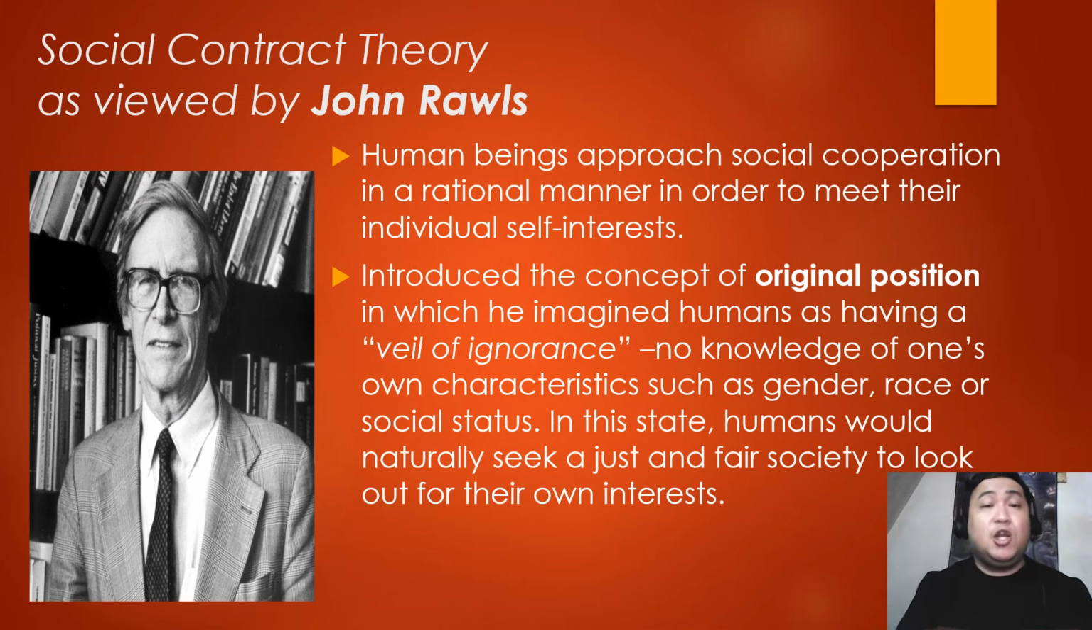Another one is social contract theory as viewed by John Rawls. So we have here John Rawls. For John Rawls, he believed that human beings approach social cooperation in a rational manner in order to meet their individual self-interest. He introduced the concept of original position in which he imagined humans as having a veil of ignorance, no knowledge of one's own characteristics such as gender, race, or social status. In this state, humans would naturally seek a just and fair society to look out for their own interests.